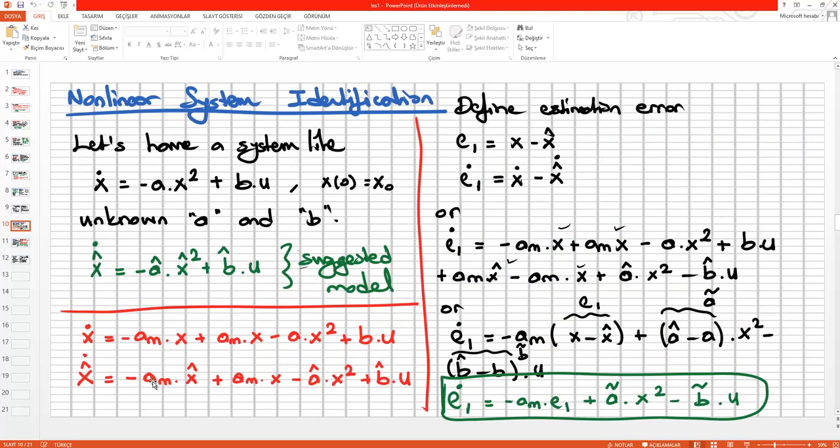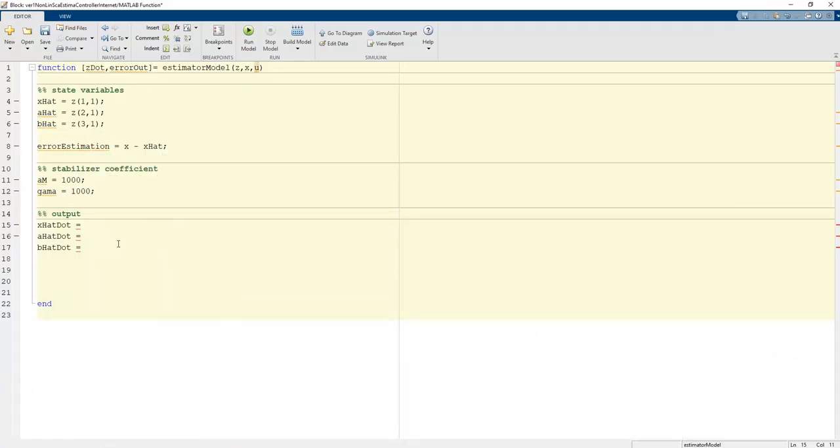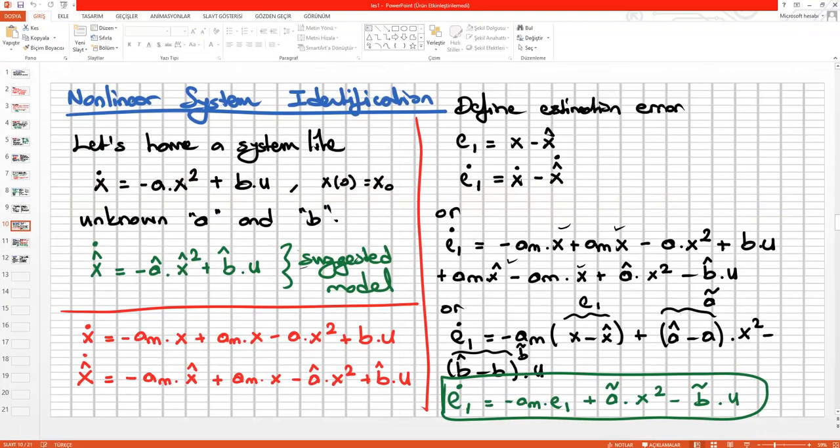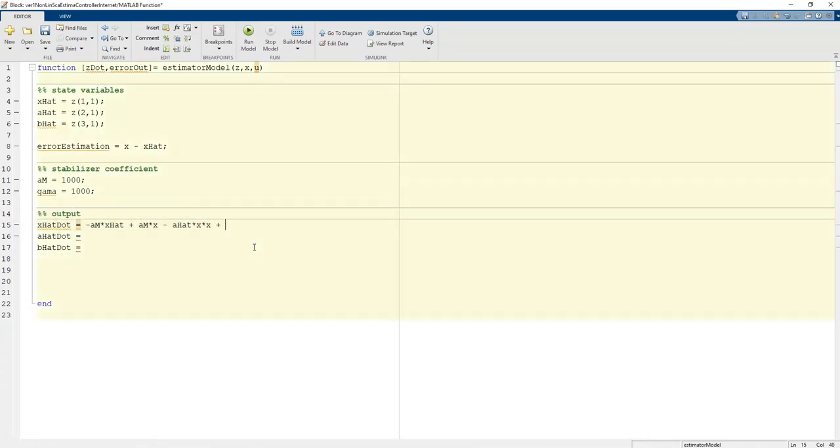And also we have another kind of parameters which is given in here. X hat dot is equal to what? Minus AM times X hat plus AM times X minus A hat times X squared plus B hat times U. Okay. And so I can give it as minus AM times X hat plus AM times X minus A hat times X, which is given in here. Okay. And so plus B hat times U.